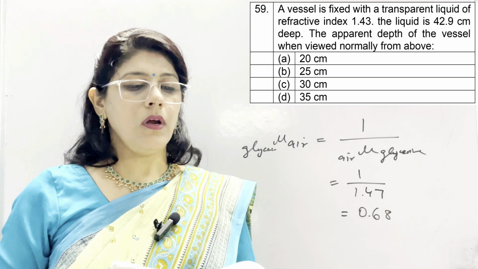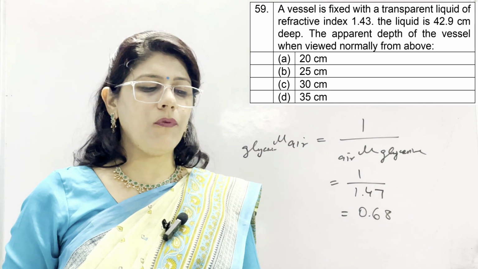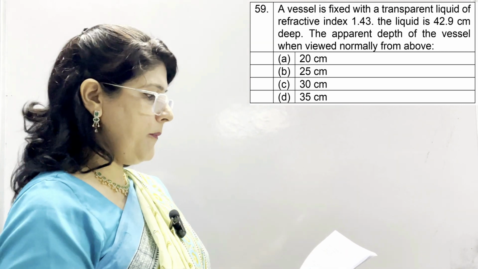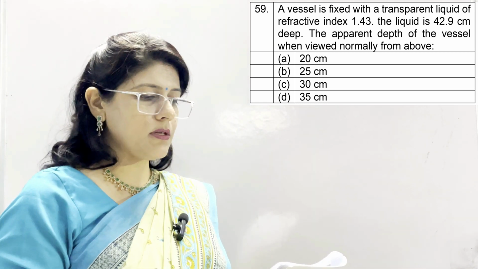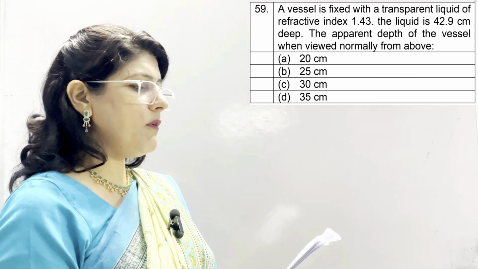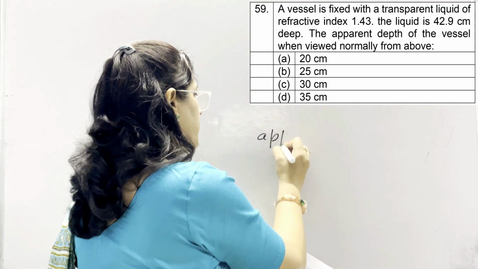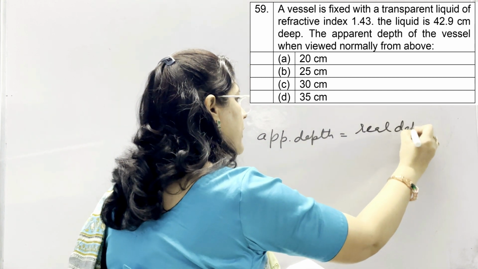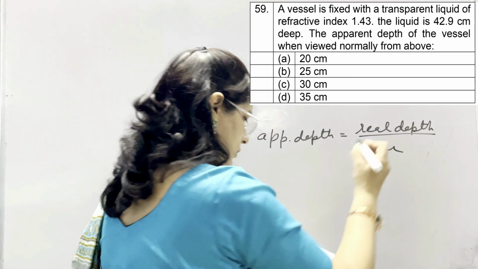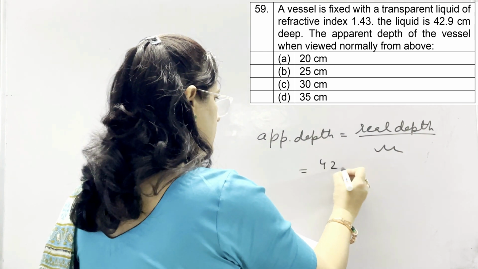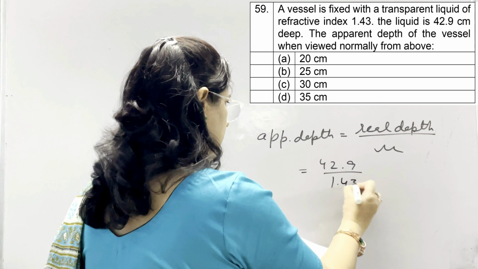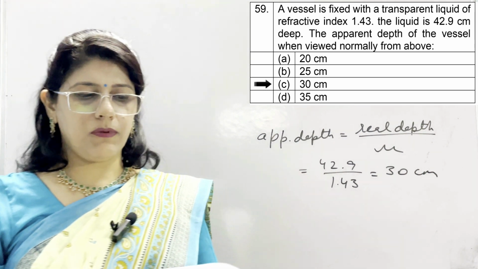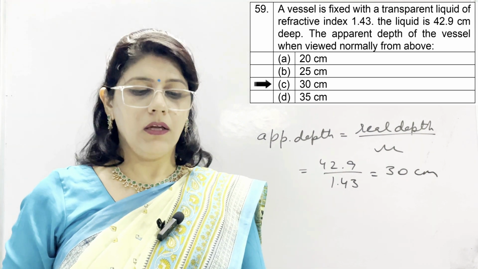Now 59 question. A vessel is filled with a transparent liquid of refractive index 1.43. Here mu is given as 1.43 and the liquid is 42.9 centimeter deep. The apparent depth of the vessel when viewed normally from above. So apparent depth is equal to real depth, or you can write actual depth, upon mu. The value given here is 42.9 divided by refractive index 1.43 and the value comes out to be 30 centimeters. So the apparent depth is 30 centimeter. Correct option is C, 30 centimeter.